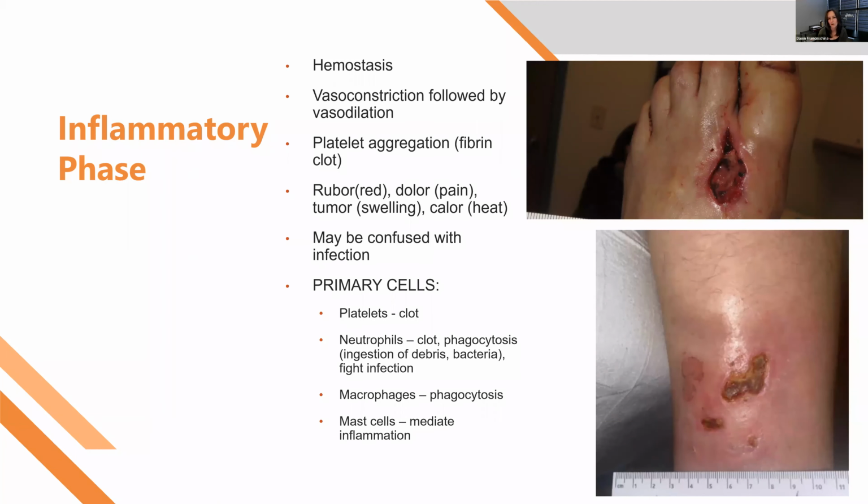This is not an all-inclusive list of all of the cells involved in the inflammatory phase or in the subsequent phases. These are just some of those primary cells that are involved, the essential cells that are needed for these phases.